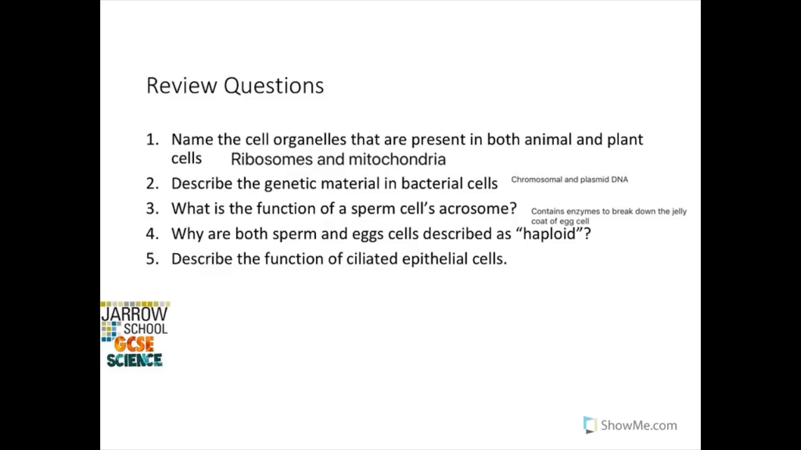Question number 4, why are both sperm and egg cells described as haploid? And this is simply because they have half the number of chromosomes than a normal cell. So in humans, both sperm and egg cells only have 23 chromosomes, whereas a normal cell, which is described as diploid, has 46 chromosomes.